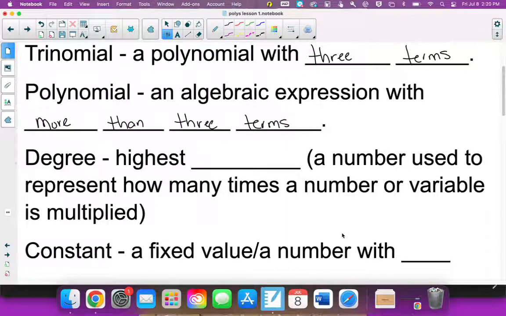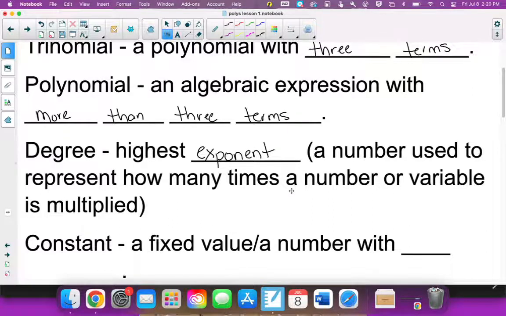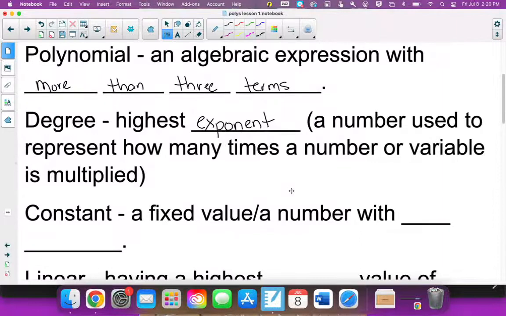Okay. Degree. It's another way that we name our polynomials. Your degree is your highest exponent. Okay, whatever has the highest exponent is considered your degree. And again, there are names for these. Okay, so the next few things are names for degrees. And remember, I talked about how there's actually a name for when there is just a number with no variable on it.